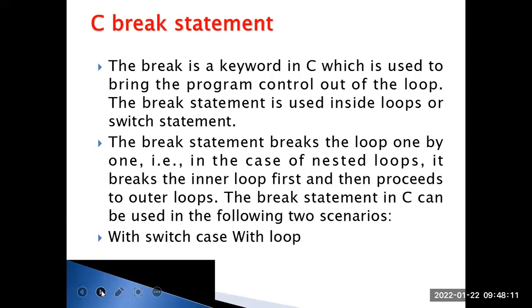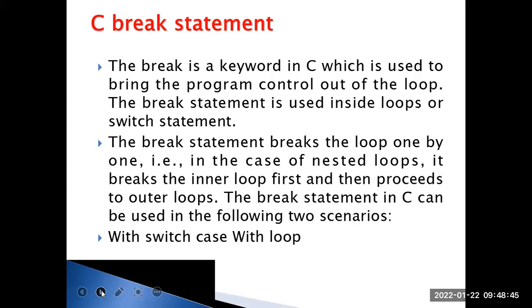Okay, the first one is the break statement. Break is a keyword. Goto, break, continue, and return are all keywords. They are reserved words, meant for some operation or function, and they are already predefined. The break is a keyword in C which is used to bring the program control out of the loop. For example, if you want to break in between the operation, at that time you use a break.